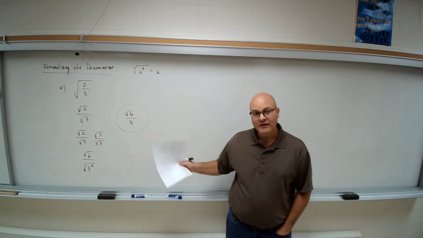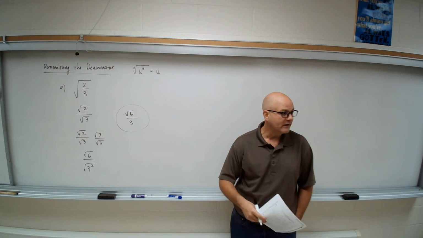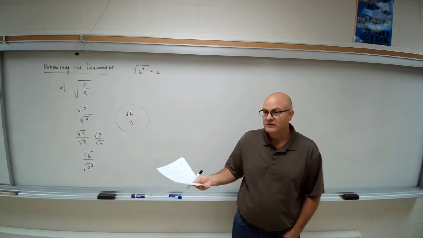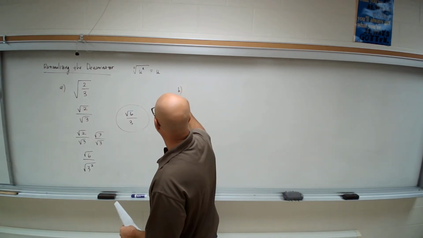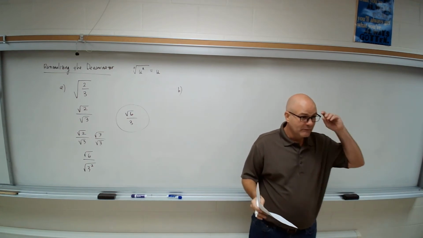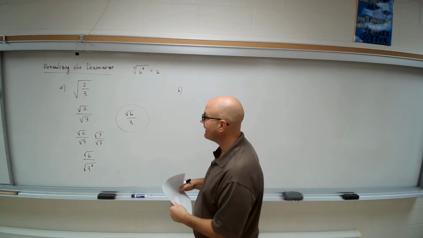I still checked, though, and made sure that radical 6 didn't simplify. So I thought about my perfect squares. 4 doesn't go into it. 9 is too big. So there we go. All right. Any questions there? And they're really straightforward with square roots. Right? And when we do trigonometry a lot, we'll have these different ratios that we tend to simplify.